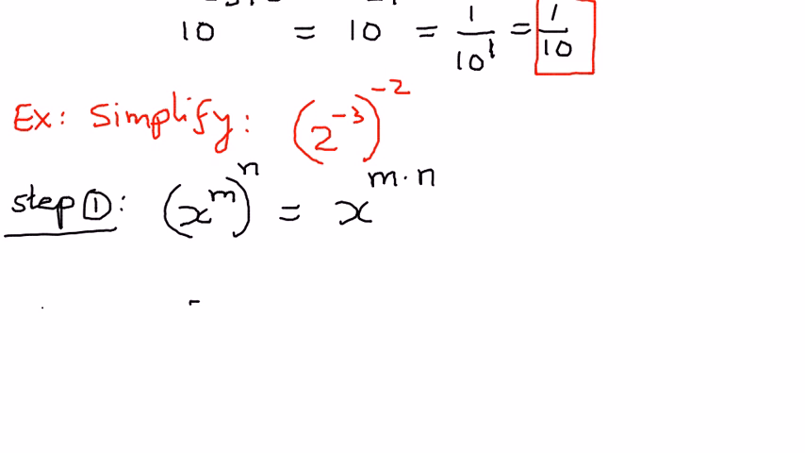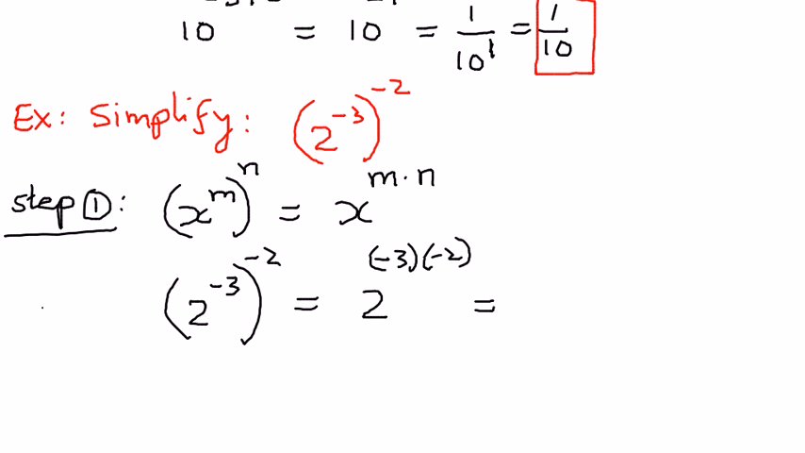So we have 2 to the power of negative 3. This whole thing is raised to the power of negative 2. So we write the base 2 and then we multiply the powers. Negative 3 times negative 2. So the way we can simplify that is as follows. We write the 2 as the base. We multiply the powers. Negative 3 times negative 2 is positive 6. We can also write this as 2 to the power of 6. If we want to, we can expand that. I'll call this step 2.